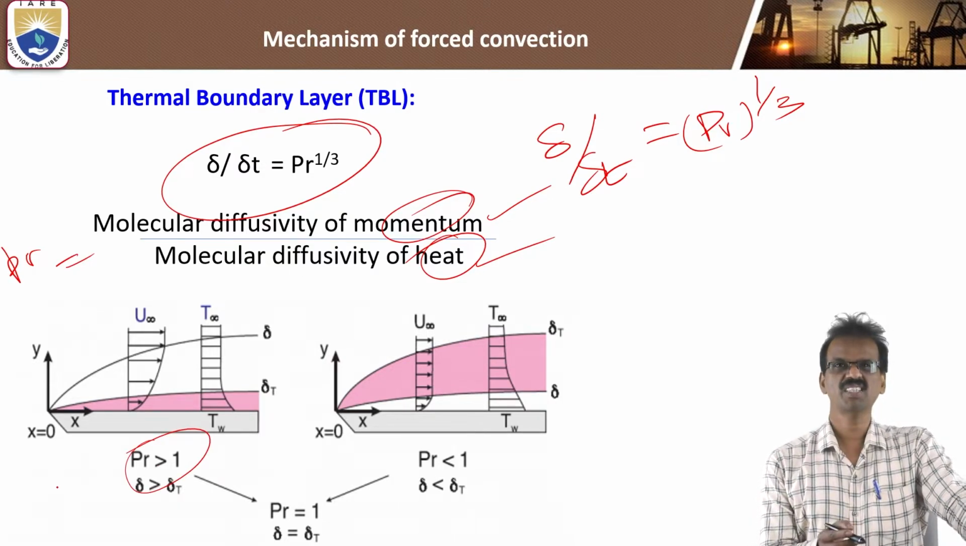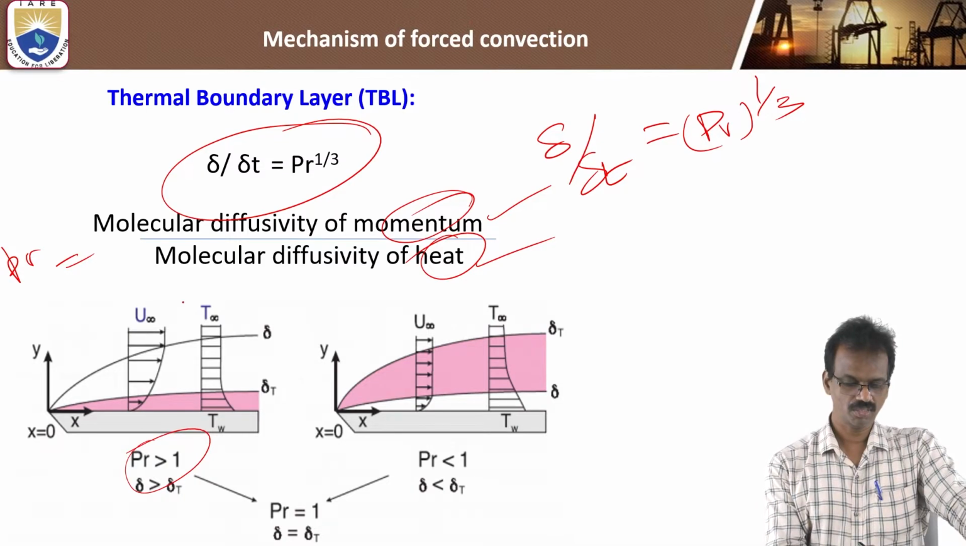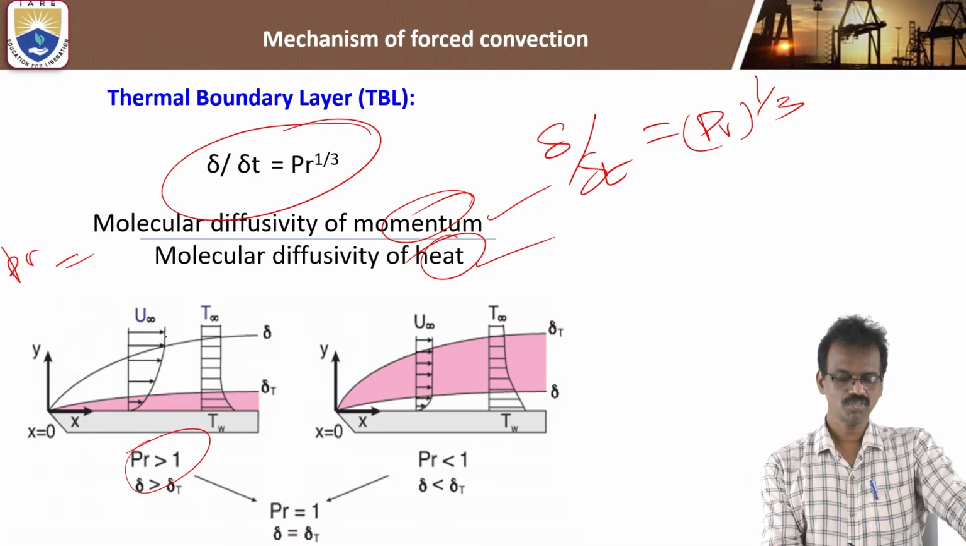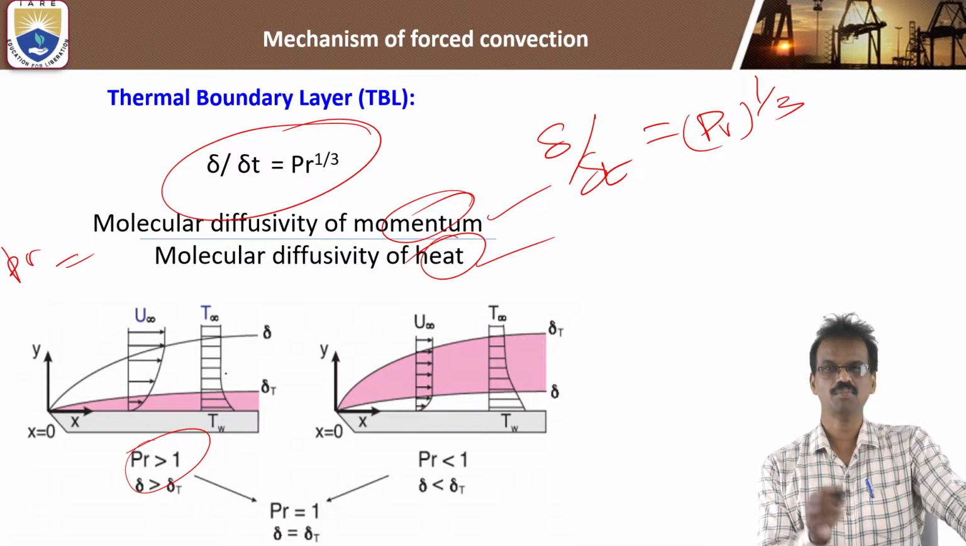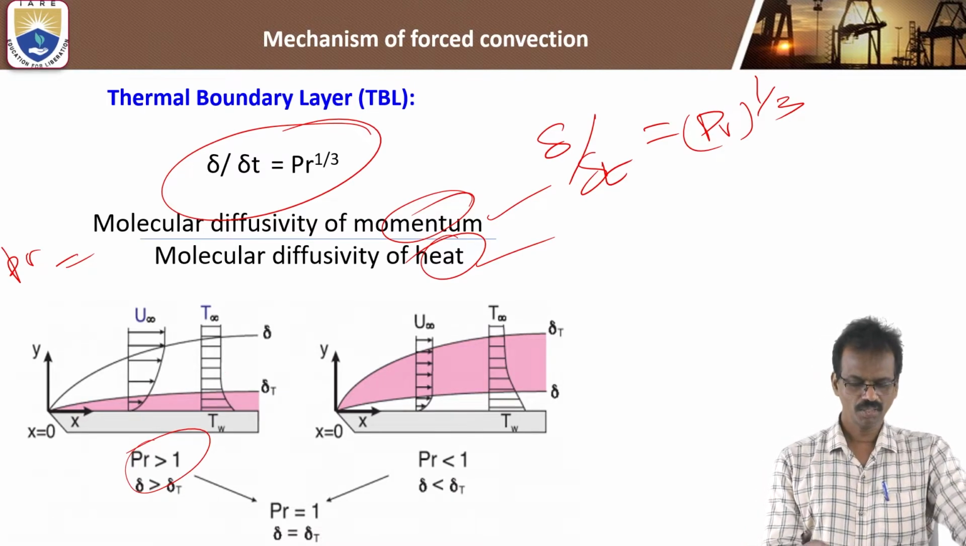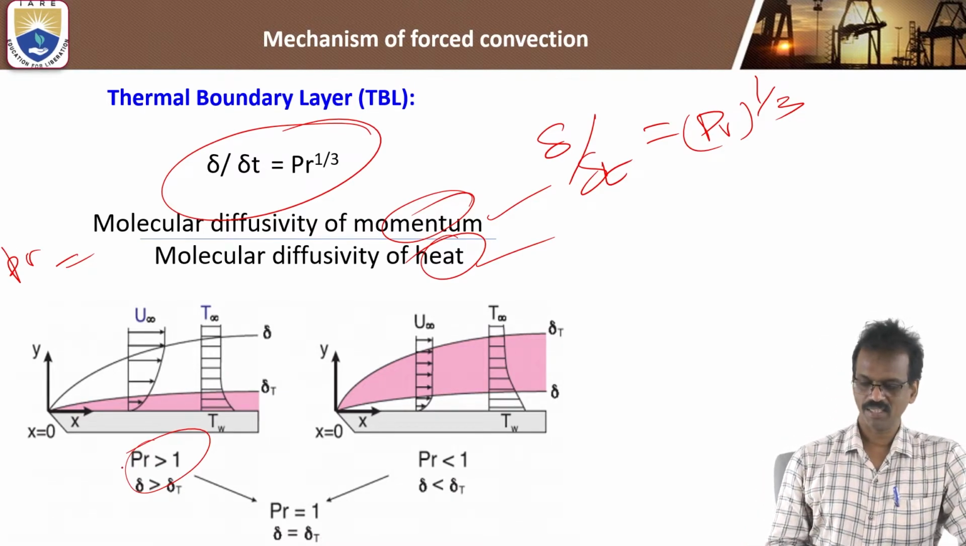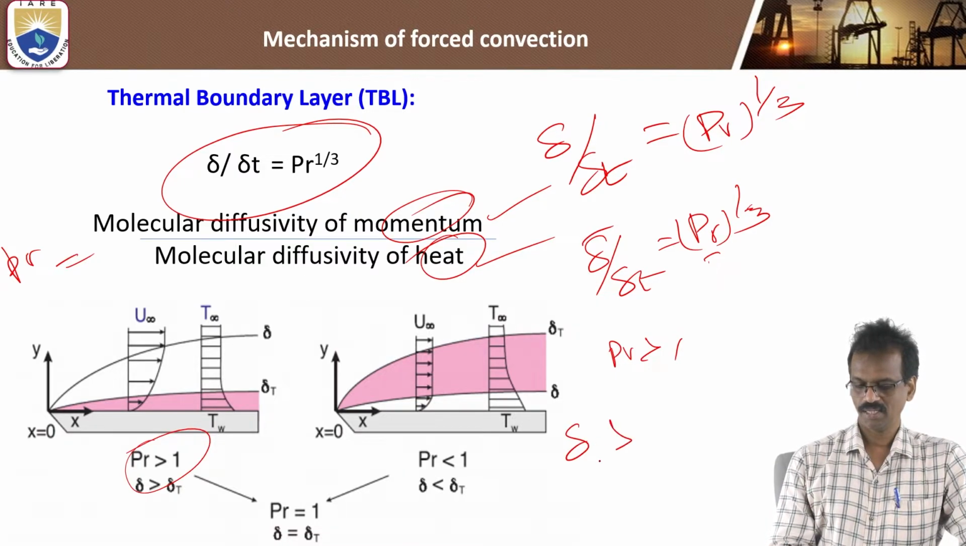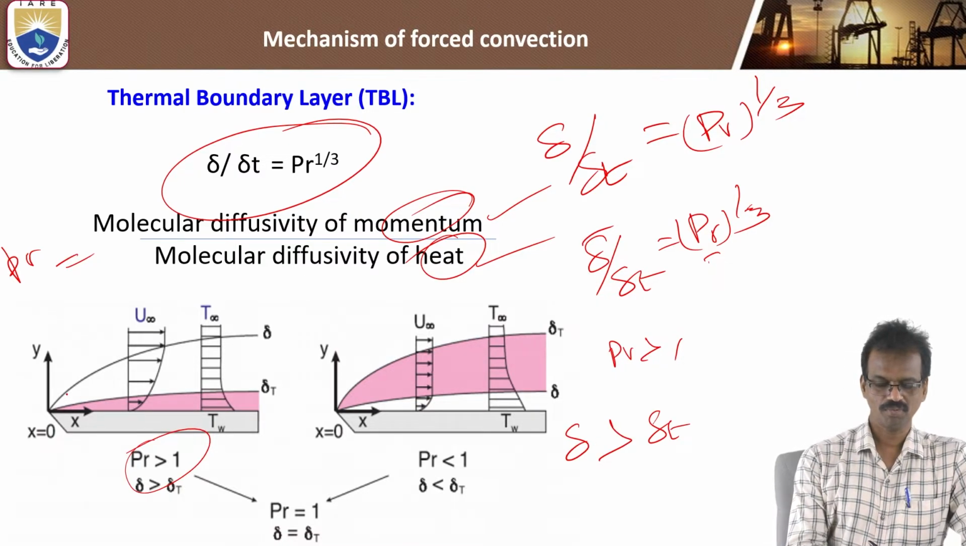Here we show the Prandtl values. If the Prandtl value is greater than 1, what is the relationship between the velocity boundary layer thickness and the thermal boundary layer thickness? Here you can observe, you know that the Prandtl number is equal to delta by delta T to the power of 1 by 3. So Prandtl number greater than 1 means delta is greater than delta T. It means velocity profile.